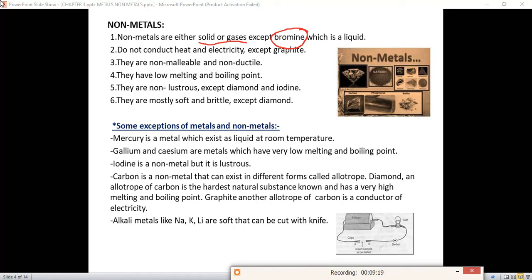Like in metals, where mercury is the exception, it is liquid at room temperature. Likewise in non-metals, bromine is liquid at room temperature. The question can be asked: name a non-metal which is liquid at room temperature.